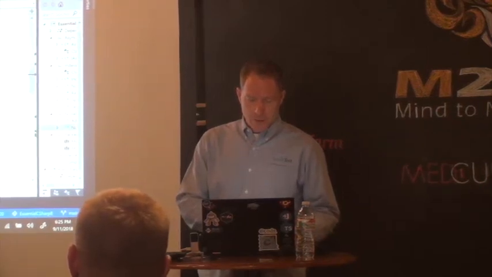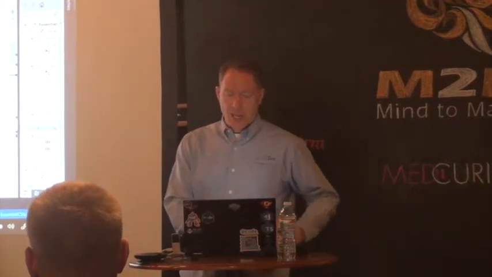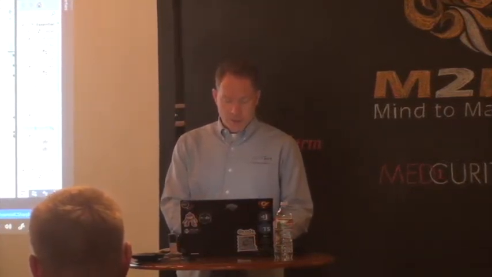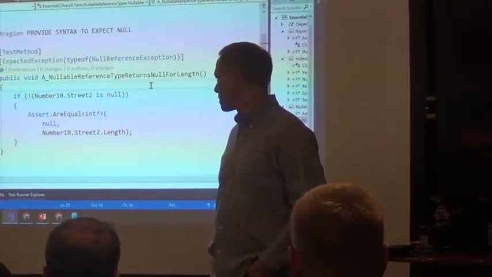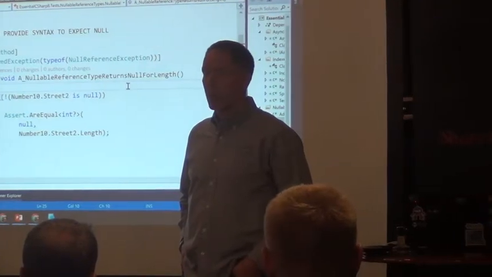One other thing to note is up here where we had the warning because I didn't check for null. If I go ahead and check if number 10.street is null, is not null, you'll notice flow analysis says, oh, no problem, go ahead and dereference it. No big deal. We're going to ignore the fact that you're dereferencing it because you checked for null.